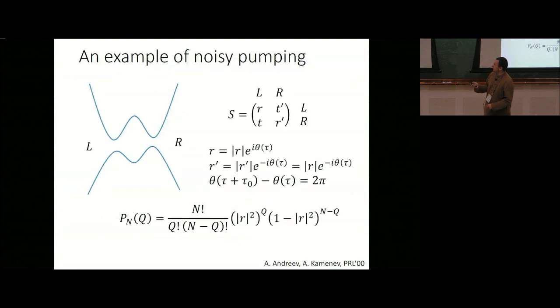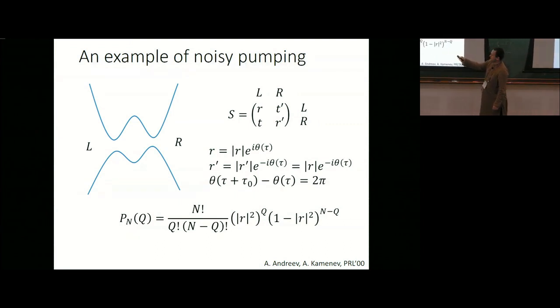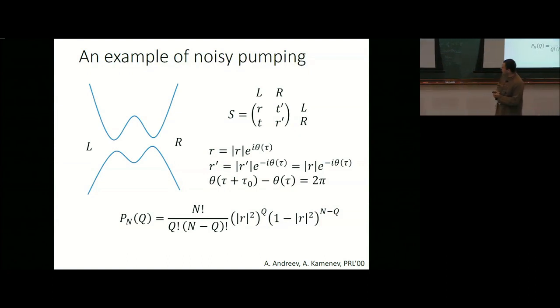Let's consider a simple example of such a type of pump. We have a left reservoir, a right reservoir, a quantum dot in between, and some scattering matrix. If I send an electron from the left, it has amplitude R of being reflected, amplitude T of being transmitted, and my pumping cycle is going to be like this. I'm going to keep the reflection probability, so the absolute value of the reflection amplitude, constant, and I will change the phase. And when the phase changes by 2 pi, I will call it a pumping cycle because my system comes back to its initial parameters.